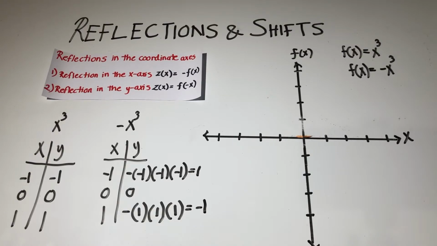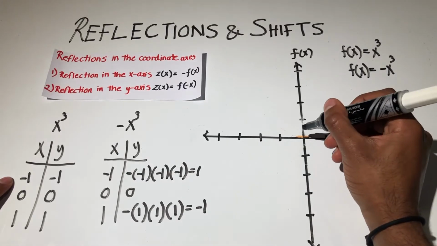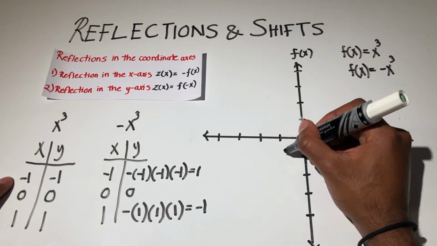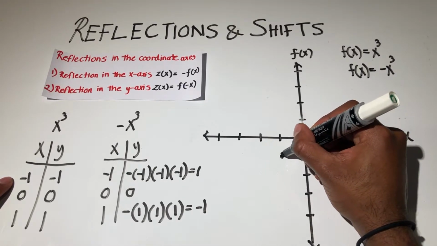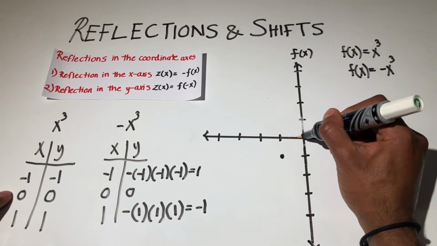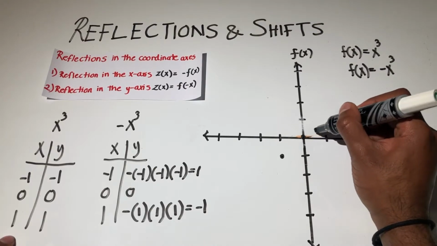Now let's go ahead and graph both functions. So let's start with this. So we have negative 1 and 1, so 1 unit to the left and then 1 unit down. That's our first point. We have 0 and 0 right here. And then we have 1 and 1.